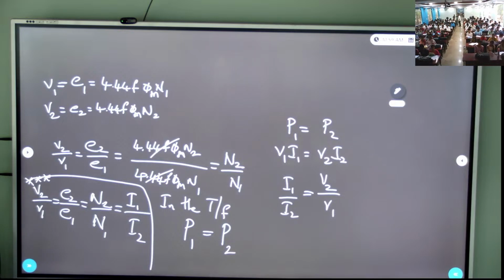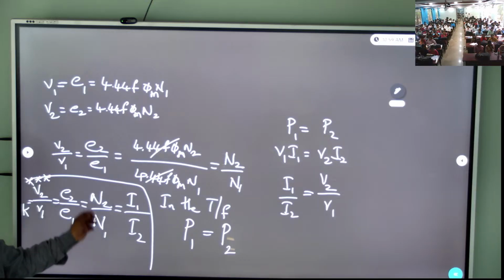This is called the transformation ratio, generally represented as K. Transformation ratio is a ratio of voltages, a ratio of currents, a ratio of turns. V2 by V1 is equal to E2 by E1 is equal to N2 by N1 is equal to I1 by I2. Only the current is different, the remaining are all 2 by 1. V2 by V1 is equal to E2 by E1 is equal to N2 by N1, but the current is I1 by I2.